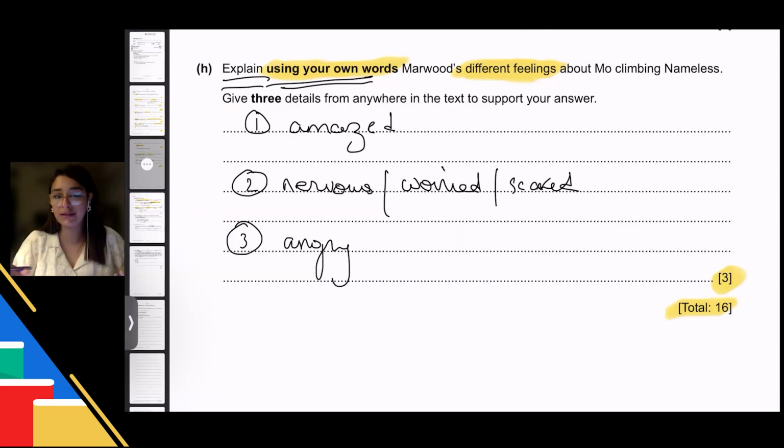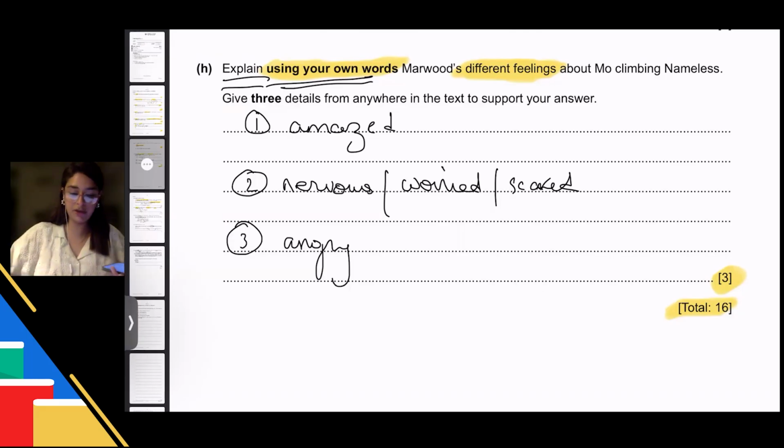He's questioning his decisions. He's not very certain. Ma'am, can I quote this directly, or do I have to rephrase it, or write it in my own words? That's the thing. When it's asking you to give details, you quote. When it's asking you to explain, you explain it.